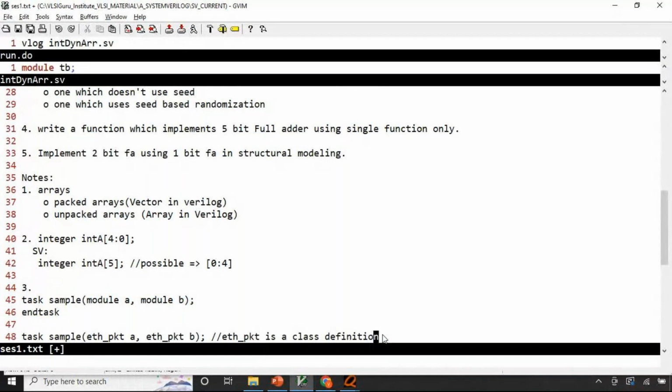If it's a class, you are able to pass it as an argument. The whole class can be passed as an argument. A module can't be an argument. This becomes a very major limitation. You have to pass individual elements, one element only. In SystemVerilog, you can just group everything and pass it as one unit.